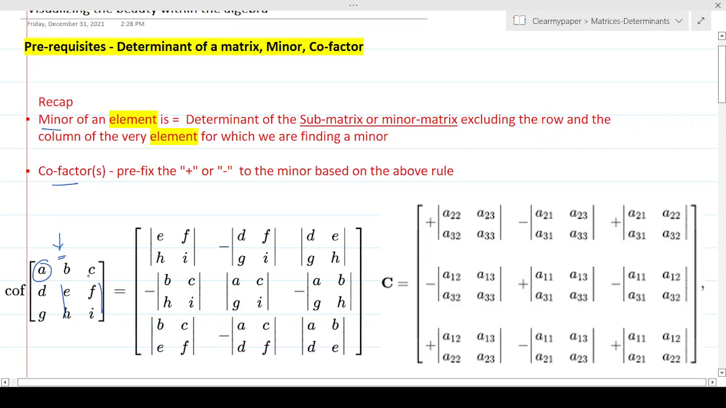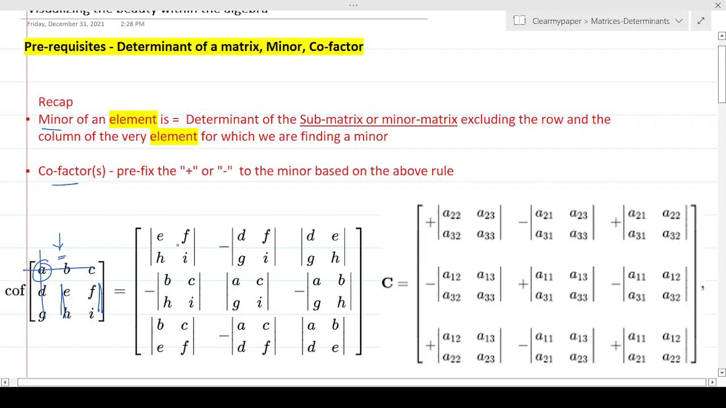In that process, whatever submatrix or minor matrix is formed for an element, it means we eliminate the row and column where the element is present. For example, if you're talking about the minor of A, we cross out this 2 and get the determinant. We have done a detailed video on this one, so check it out for more understanding.